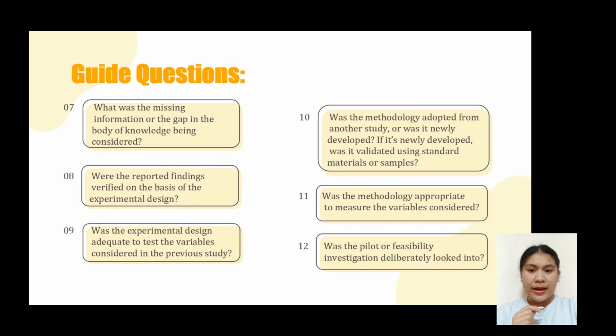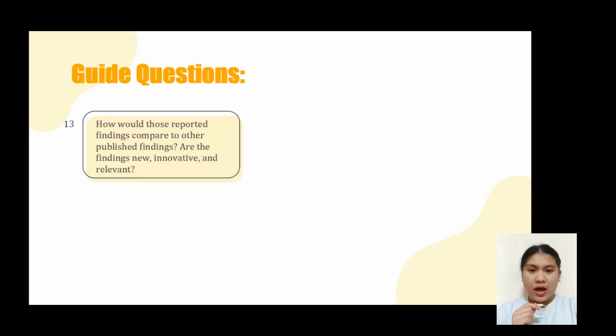12. Was the pilot or feasibility investigation deliberately looked into? This is also a very important part in reviewing paper. This needs to be prioritized at some point because it determines how reliable the paper is. We need to ensure that we are referring to papers that have deliberately examined the process of pilot investigation and its analysis.